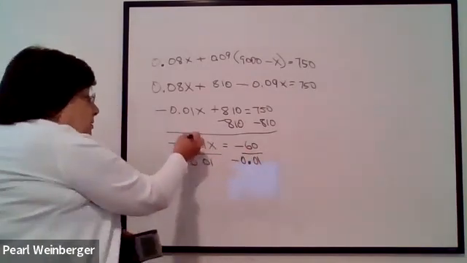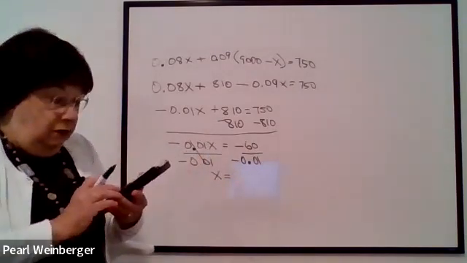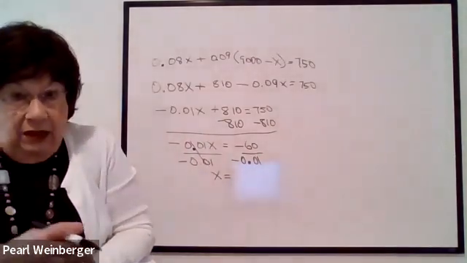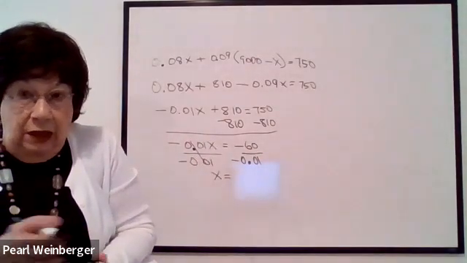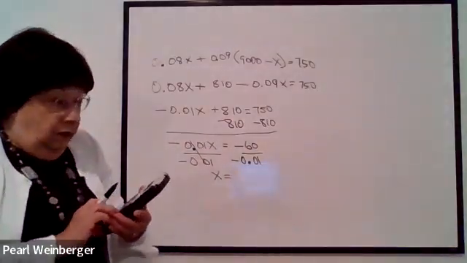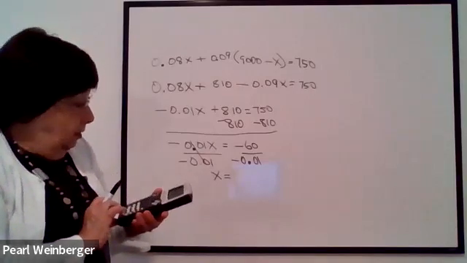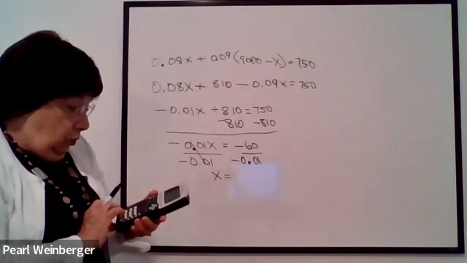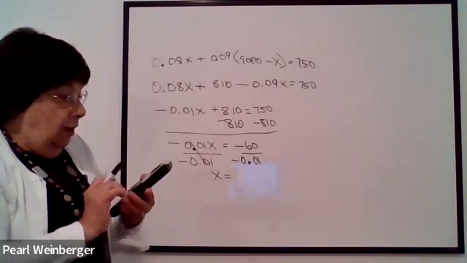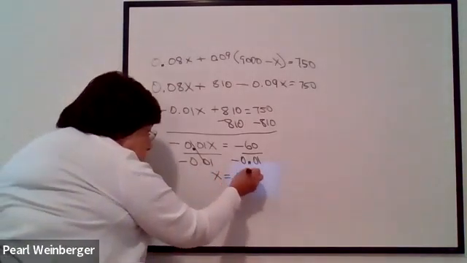And I'm up to my last step. Here's my x. My x is going to be the negative 60. And since I still have this negative 60 on my screen, I don't have to retype it. I could just put in divide and put in negative 0.01. And it gives me as my final answer 6,000.